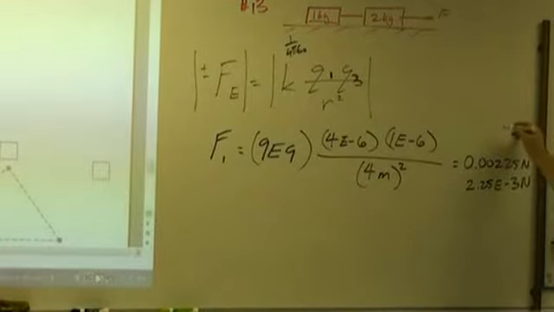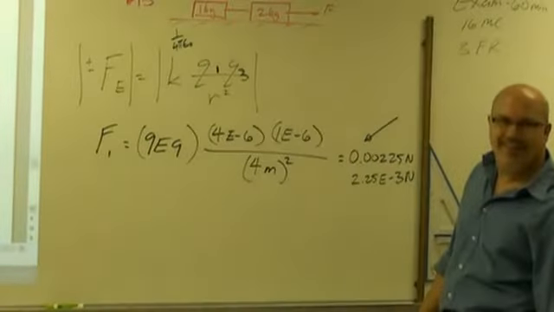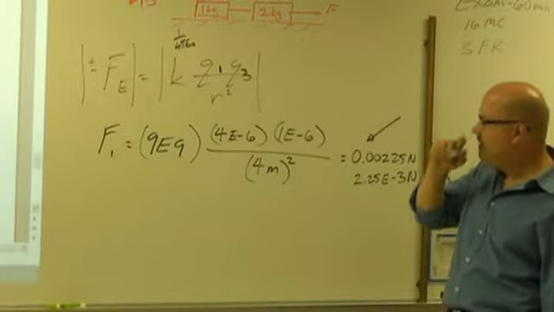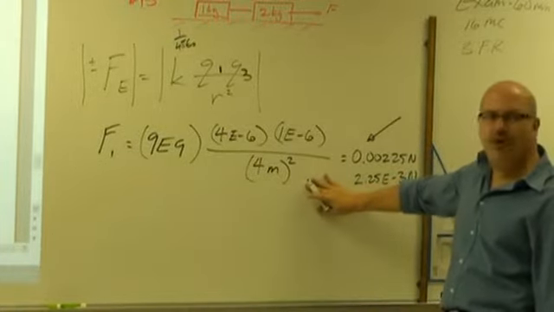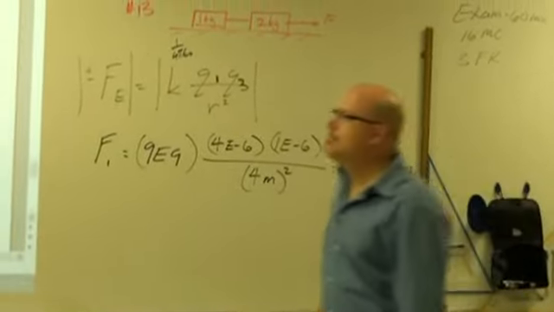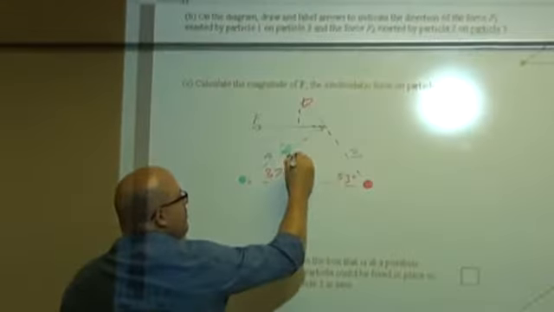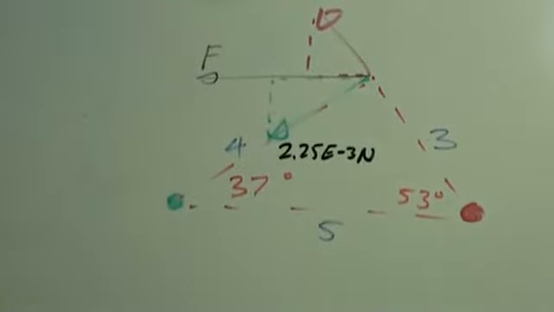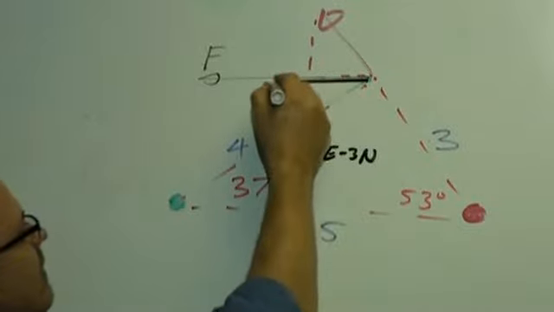All right, and that one is down in that direction. This part right here. Okay, and we just want to find the x component. It's 2.25 e to the negative third newtons. We will find the x component. That's this part of it.